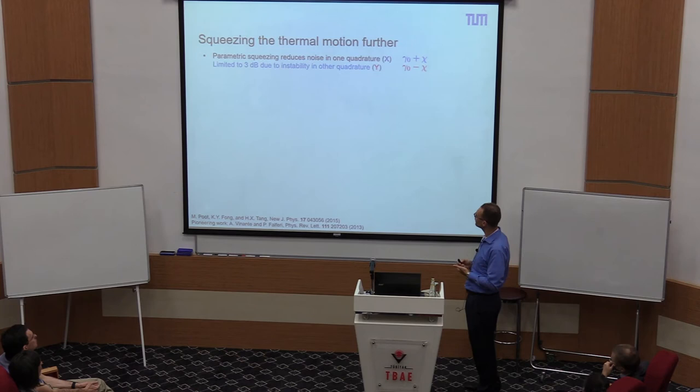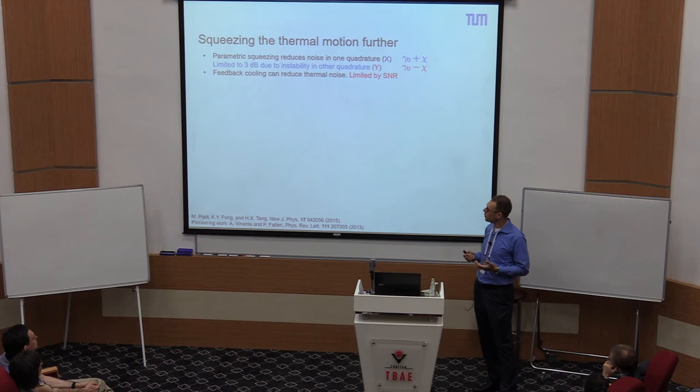Well, the idea is that this parametric squeezing reduces noise in one quadrature, but is limited due to the instabilities in the other quadrature. There's also another way to reduce noise, and that is called feedback cooling. In this case, you take a signal from your resonator, feed it back to it, and you also reduce the noise.